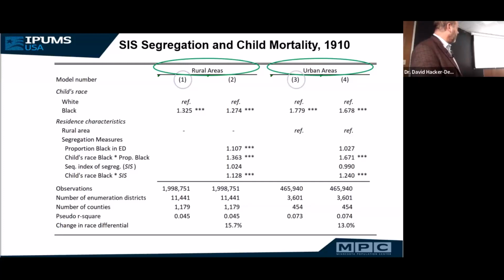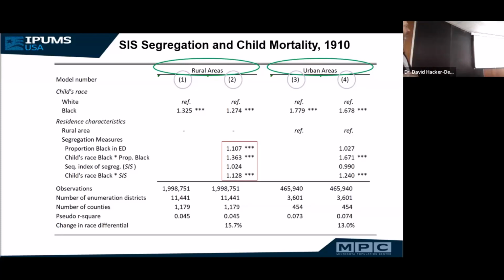And in urban areas, it's massive. This is also true in Preston and Haynes. 80%, 78% higher child mortality among Black children in urban areas of the South than white children in those areas. I'm looking at these coefficients right here, that and that one, right? Okay, let's look at the models where we add our segregation measures.